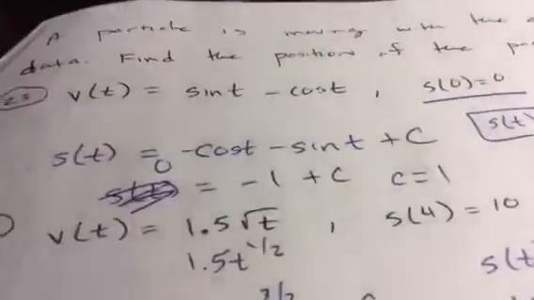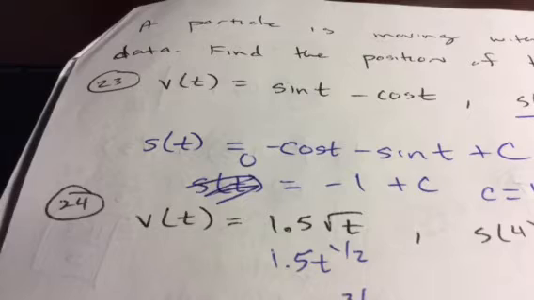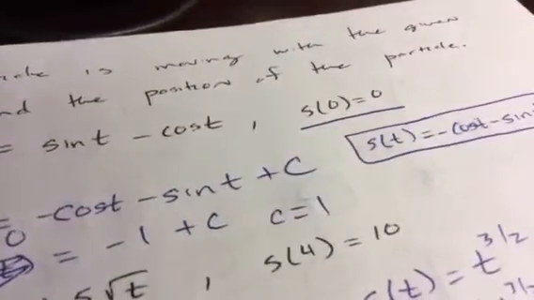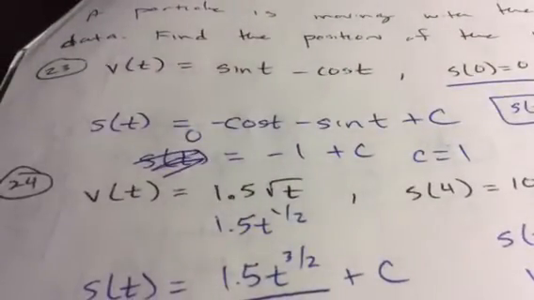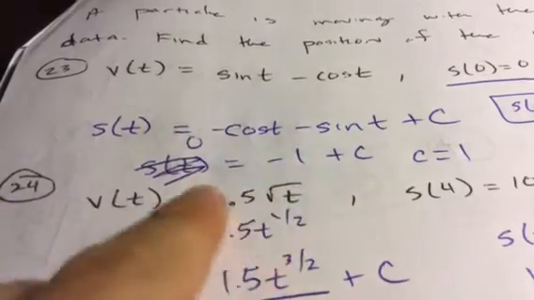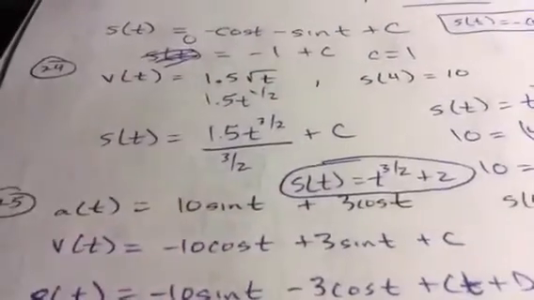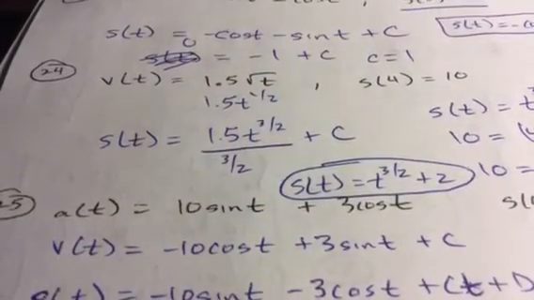A particle is moving with the given data. Find the position of the particle. All right, so first off, the antiderivative of velocity is position, so just take the antiderivative. All right, if s of 0 is 1, plug 0 in. Remember, cosine of 0 is 1. The opposite of that would be -1, so C is going to be 1. There it is.